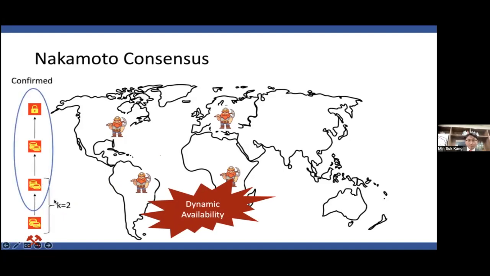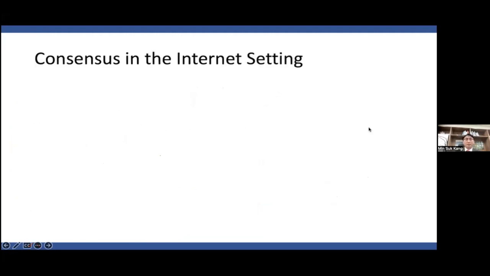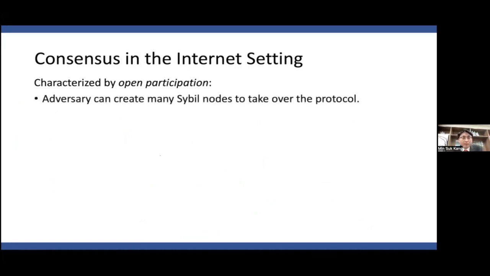So in this example, when k is equal to 2, then everything behind k equal to 2 and beyond it is confirmed. So in the consensus in the internet setting, this is what we want to achieve, especially if we want open participation. As I said, there are non-open blockchains, but for the purpose of this course, we're going to focus on the open network. If you want open participation, then we need to have this Sybil resistance.